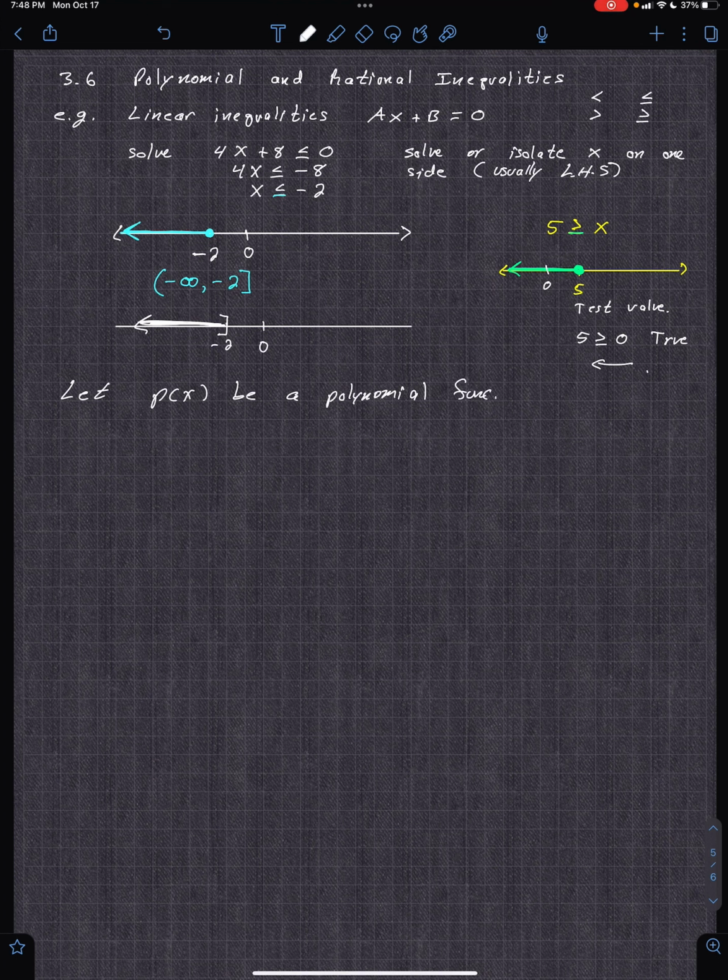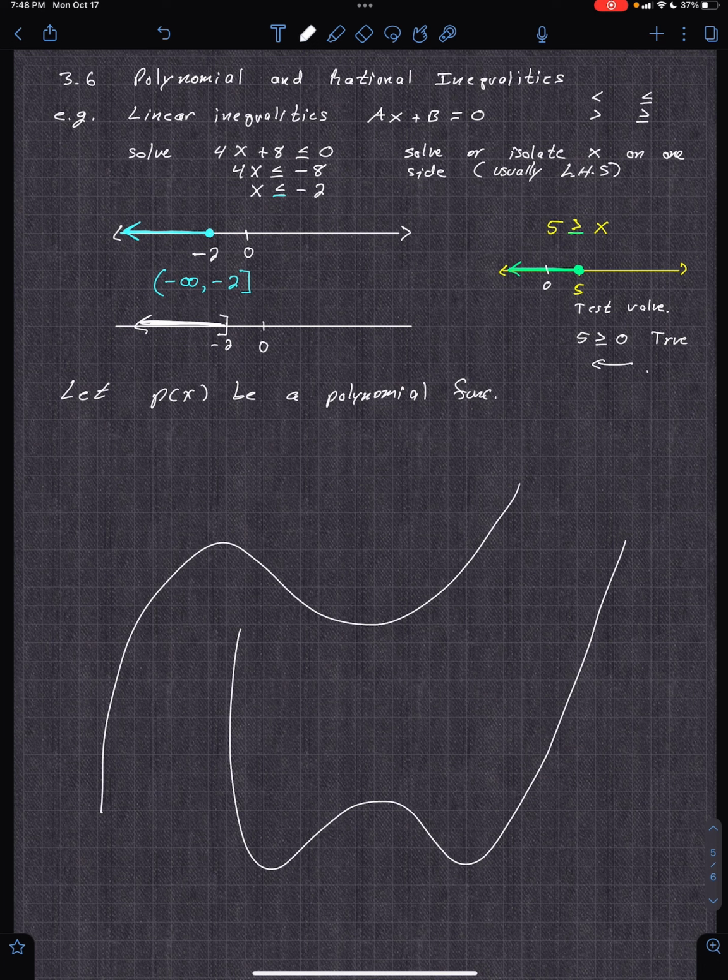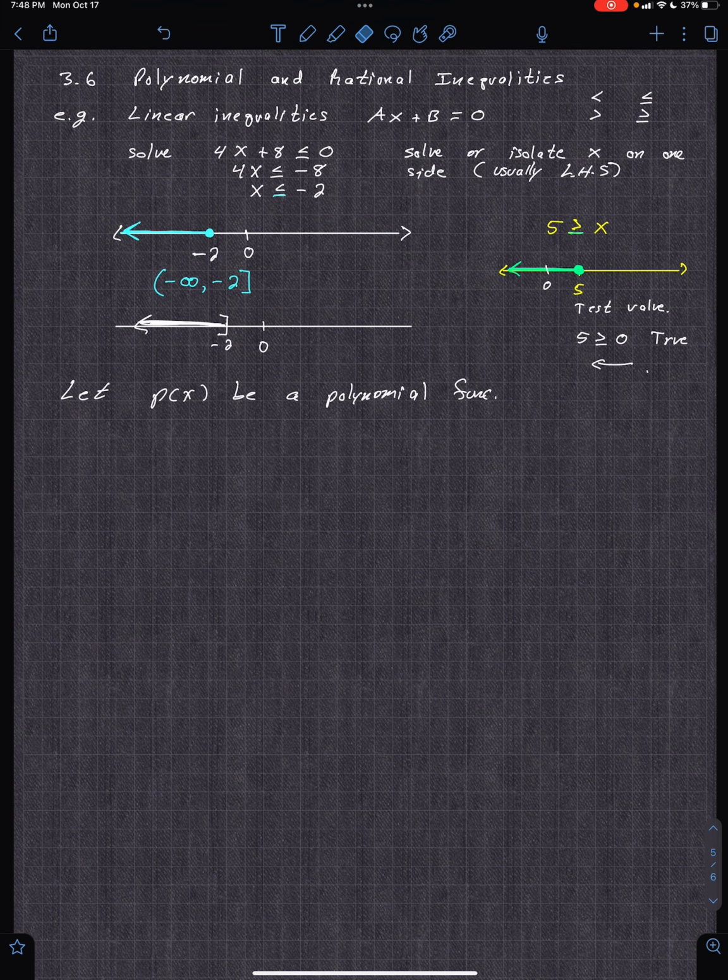And so we have polynomials. They do their thing. They go like this or like that or whatever. So we have all those different cases, right? So we'll look at those polynomials. We want to look at p of x, the polynomial, being less than 0, greater than 0, less than or equal to 0, or greater than or equal to 0. We're looking at those different cases.